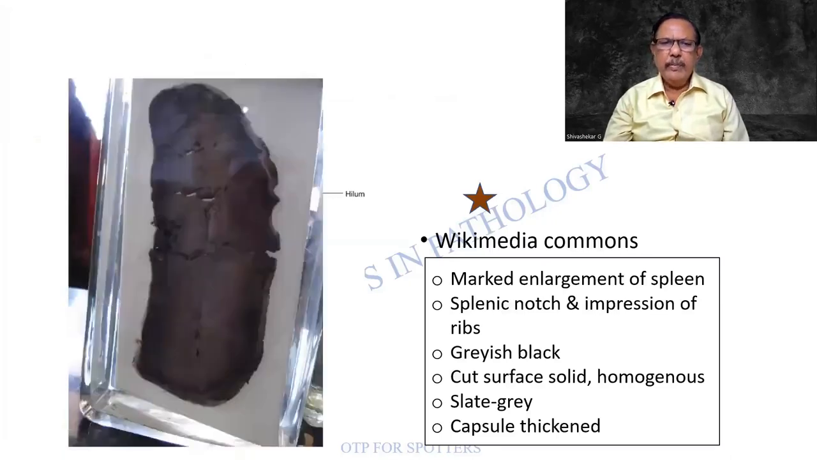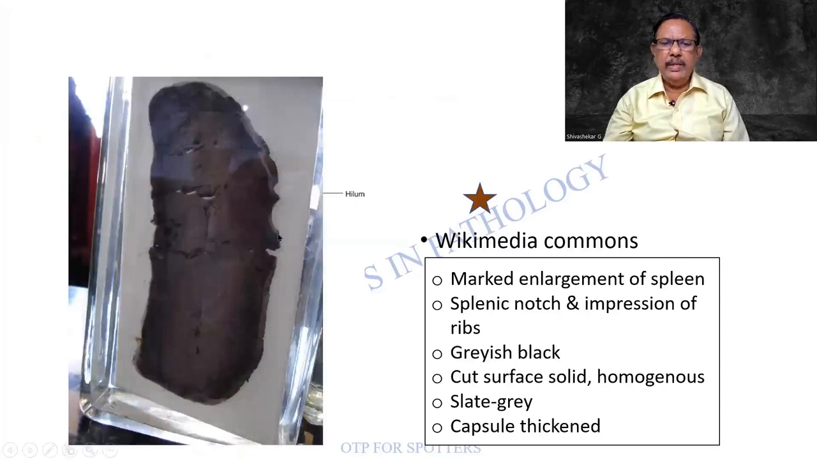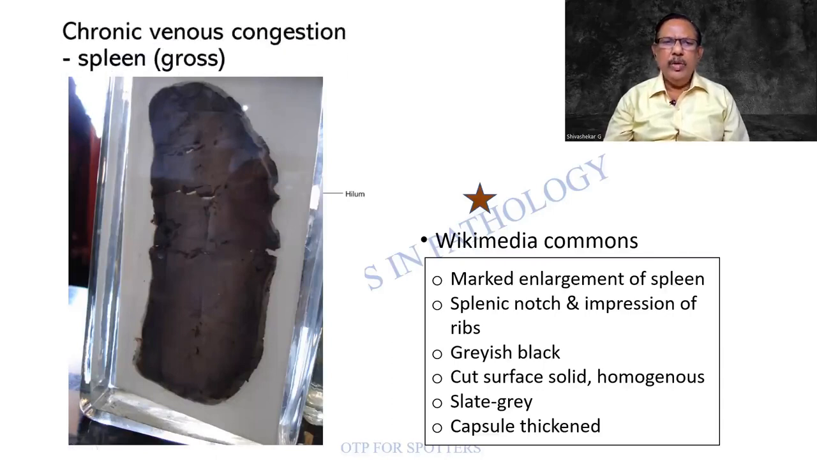The specimen that will be given to us will be something like this. It is large, weighing nearly 1 kg. And I am finding splenic notches. The external surface is grayish black. Then the capsule will be thickened. The cut surface is slate gray and it is solid, homogeneous. The diagnosis will be chronic venous congestion of the spleen.